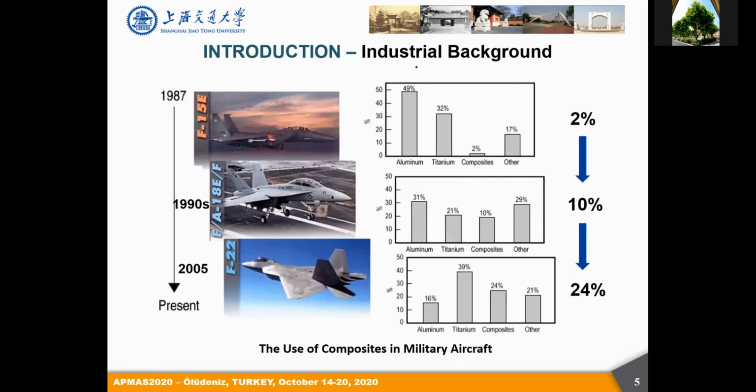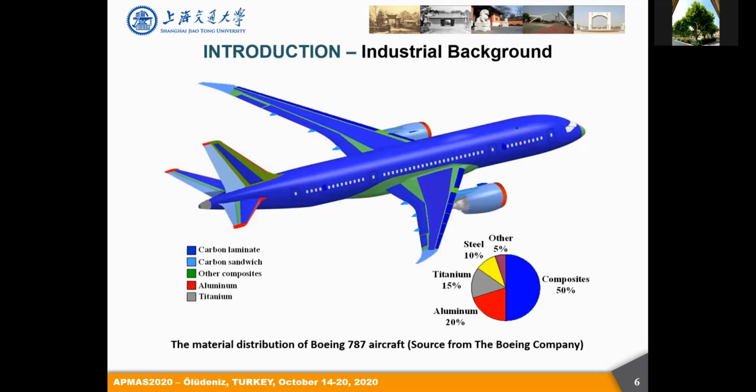If we look at the industrial background in military aircraft, it is very clear that there has been an increase in the demand for advanced high-strength carbon fiber polymers over the past few decades. If we look at their applications in commercial airplanes, for example the new generation Boeing 787 Dreamliner, we will see that the composite materials take about 50% of all the material distribution in such advanced commercial airplanes. This highlights the importance of high-strength composites for the aerospace industries.